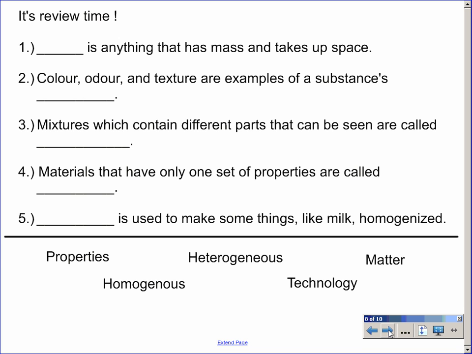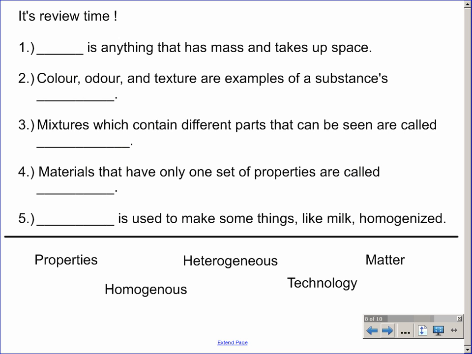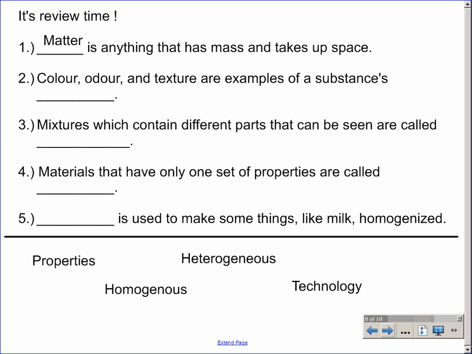Time for review. Properties, homogeneous, heterogeneous, technology, matter. Matter is anything that has mass and takes up space. Color, odor, and texture are examples of the substances' properties.